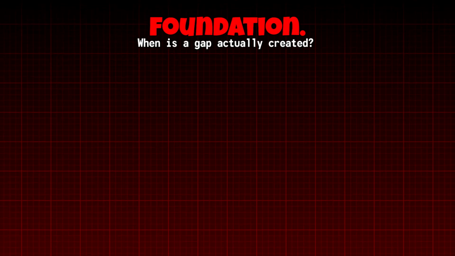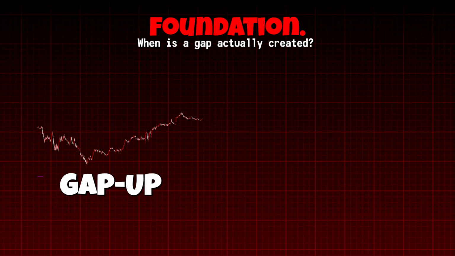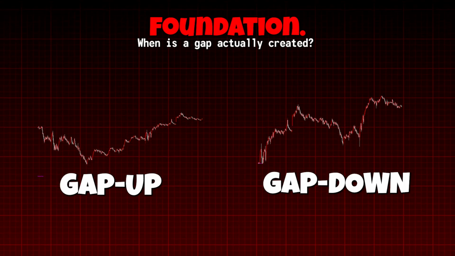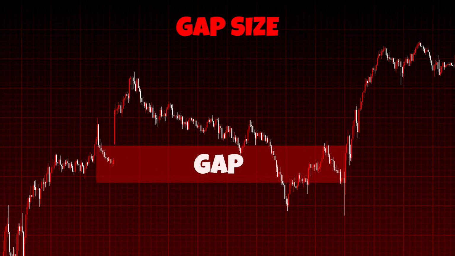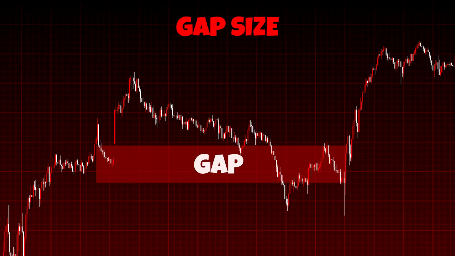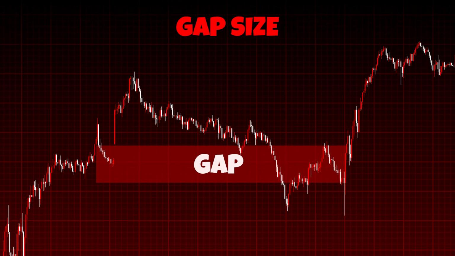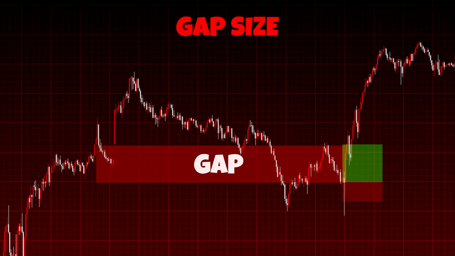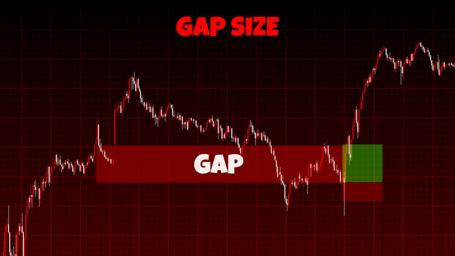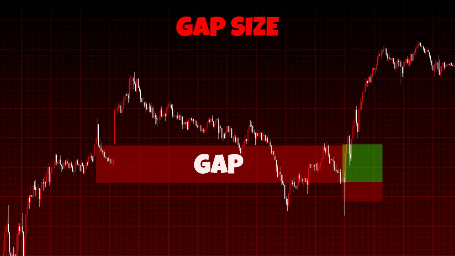If today's session opens above yesterday's close, we have a gap up. If it opens below yesterday's close, we have a gap down. The size of the gap is simply the distance between yesterday's closing price and today's opening price. Now here's something important. For a gap to be considered filled, price must travel from today's opening price back to yesterday's closing price. That prior close becomes the reference point. It's not random. It represents the last agreed-upon value before the market paused.